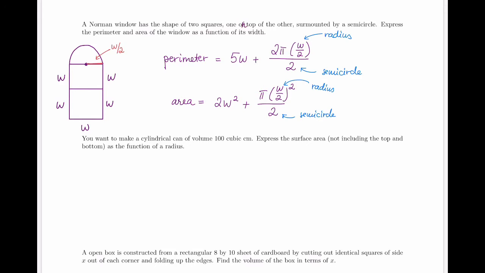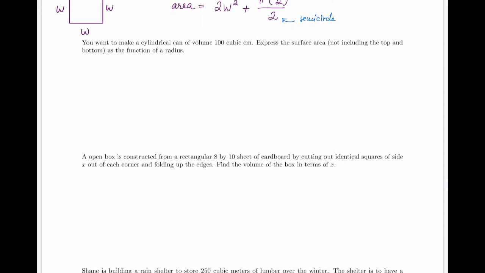This is our first one of a three-dimensional shape, and it is a cylinder. This is also a very standard calculus question. You want to make a cylindrical can of volume 100 cubic centimeters. We want to express the surface area, not including the top and bottom, as a function of the radius. So once again, we're actually given what we want to express it in terms of, the radius, but that doesn't mean that we won't have any other variables either.